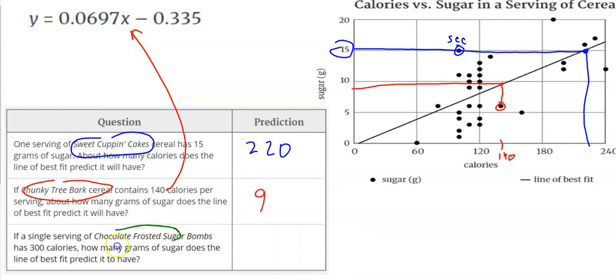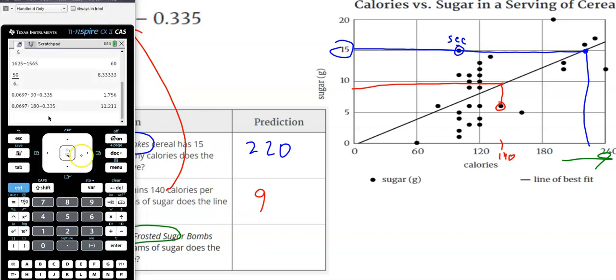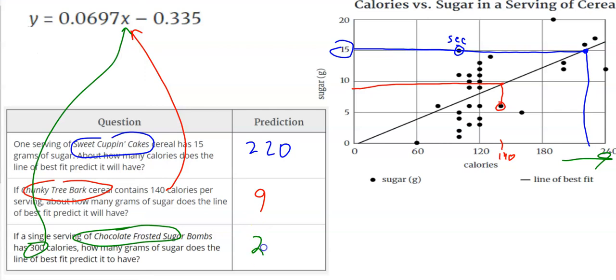And this one, chocolate frosted sugar bombs, has 300 calories. Oh, that's off the page. I can't even see that. That's so far. So it has 300 calories. So I'm going to plug that in for x, and you would just at that point type in 300 there instead of 180. So I'm going to copy and paste, change that, and we got 20.5 or so.